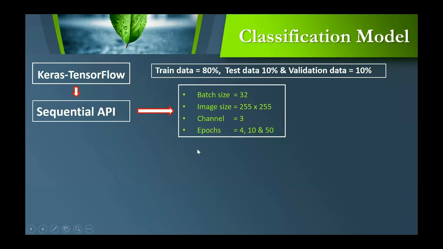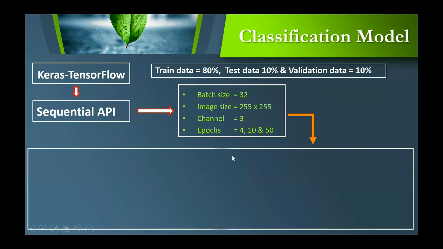It also expected a batch size, and we gave it a batch size of 32 for the kind of data we had, and we maintained an image size of 255 by 255 with 3 channels because of RGB. Then we trained these models 3 times, using 4 epochs for the first training, then another training with 10 epochs, and the last one with 50 epochs.